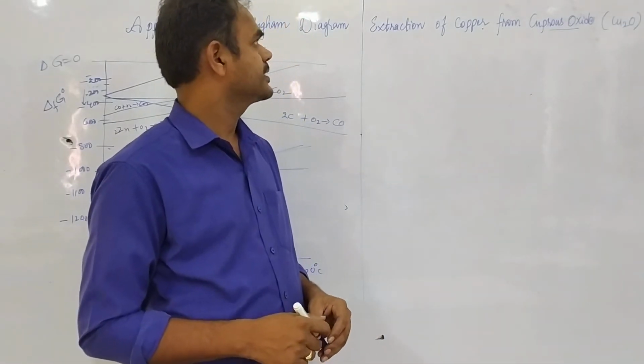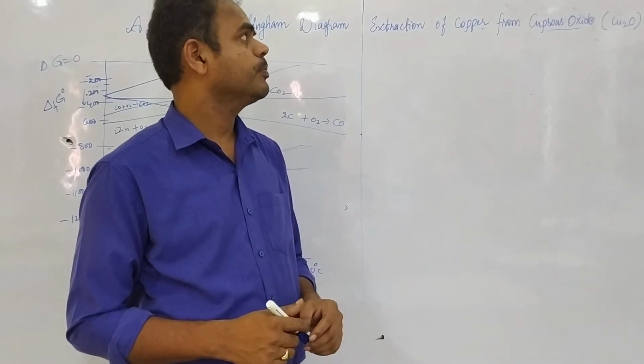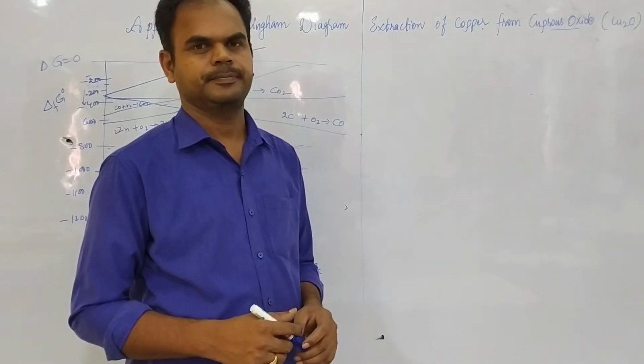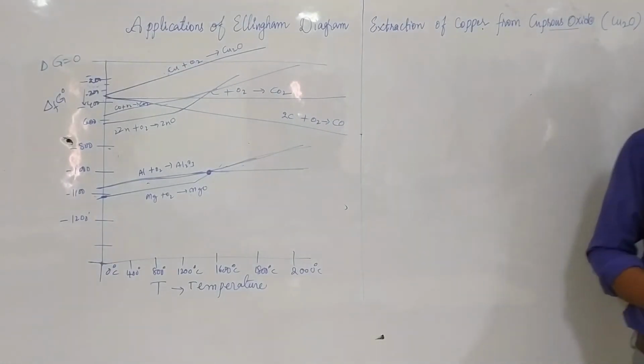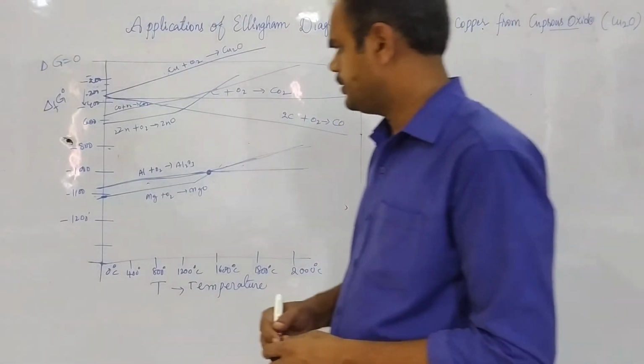Today I am going to discuss the extraction of copper from cuprous oxide. So what are the applications of the Ellingham diagram?